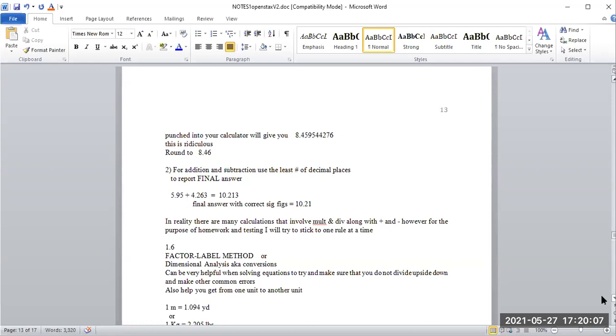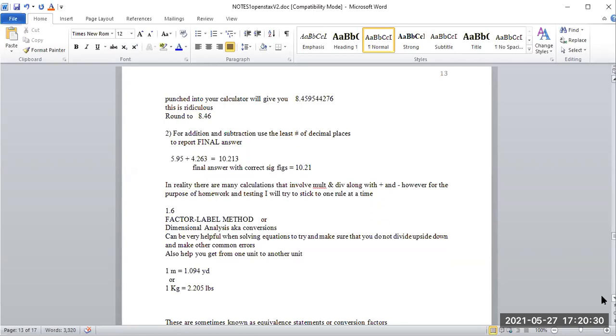When you get ready to do the homework problems, I did not mix and match. Okay, I gave you a couple of problems that use the multiply divide rule, and I gave you a couple of problems that use the add and subtract rule. I didn't mix and match them to try to make things a little bit more straightforward.